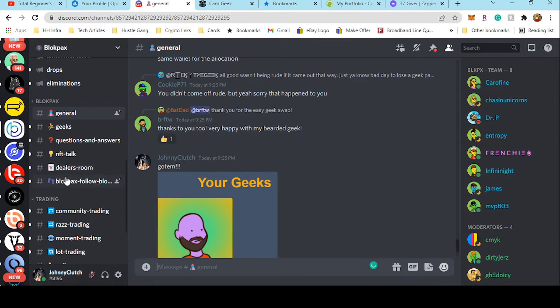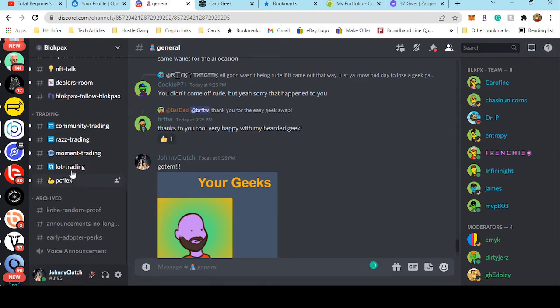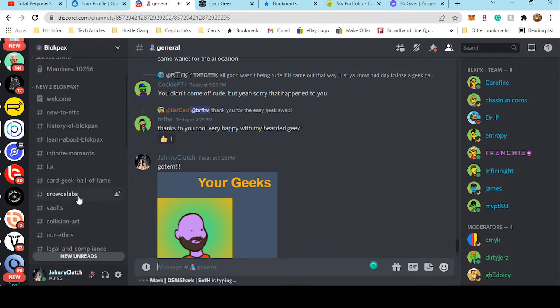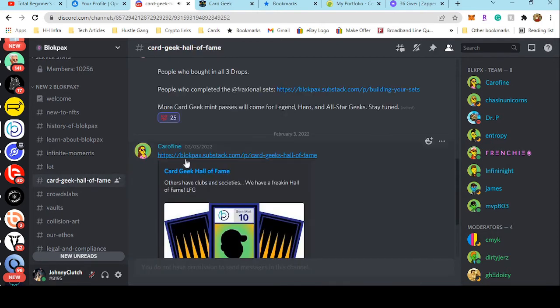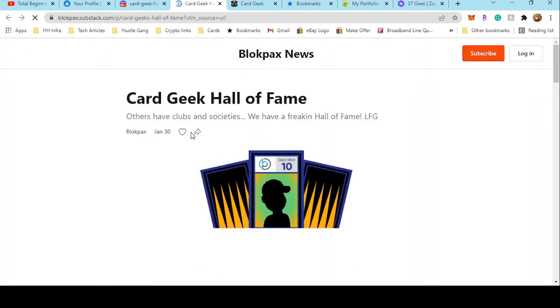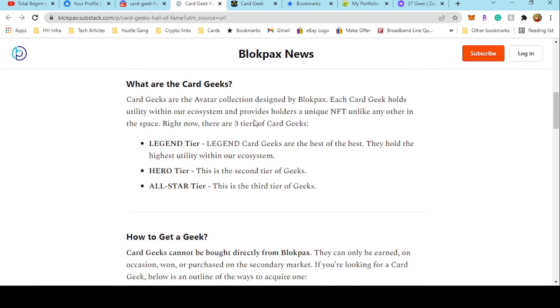So that's it. And let me just explain the geek, what that means. So basically, BlokPax does these almost like raffles. They also have fractional ownership cards, collections. So I think they have like a Jordan rookie and things of that nature. And so here in the Card Geek Hall of Fame, we click on here and we'll talk about the geeks. What are Card Geeks? Card Geeks are the avatar collection designed by BlokPax. Each Card Geek holds utility within our ecosystem and provides holders a unique NFT unlike any other in the space.